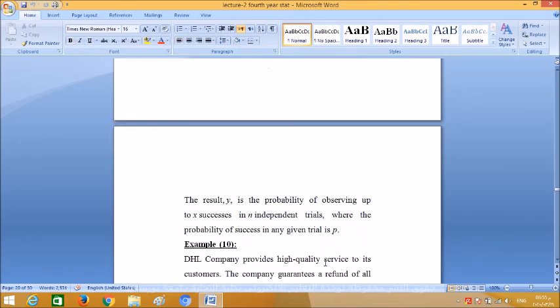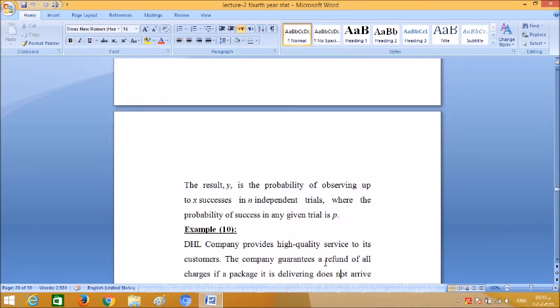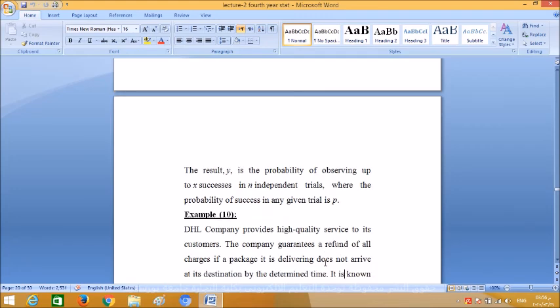Example 10. DHL company provides high quality service to its customers. The company guarantees a refund of all charges if a package it is delivering does not arrive at its destination by the determined time.